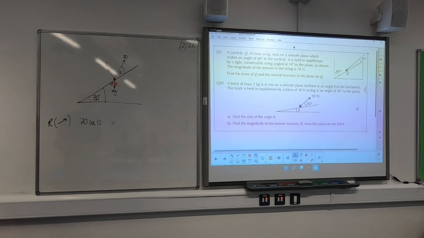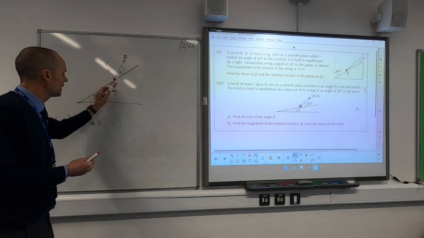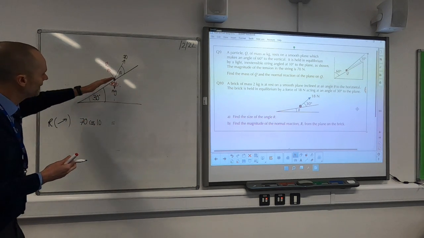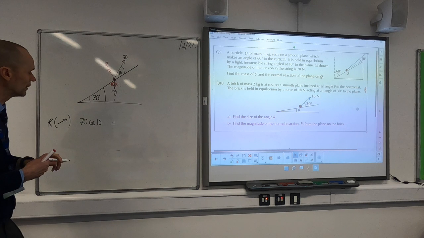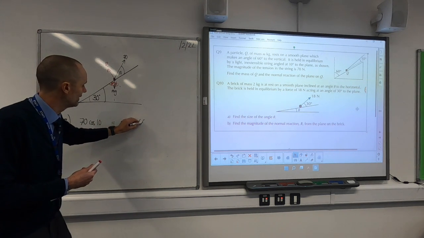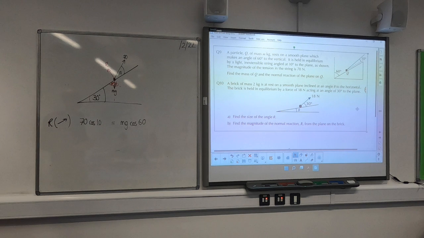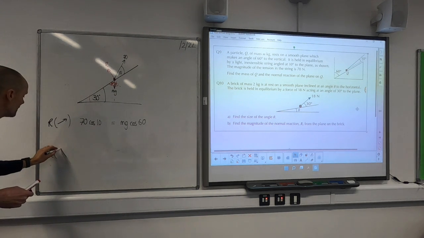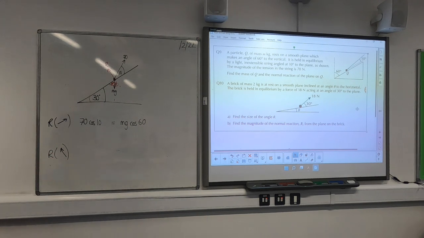Pulling down, I've got the mass of the particle, and that's at an angle of 60 degrees to the slope. So that's mg cos 60. The reaction force is at right angles, so has no effect in that direction. And then the second thing we do on the slope is we resolve perpendicular to the slope, so in that direction. So I've got forces up will equal force down.